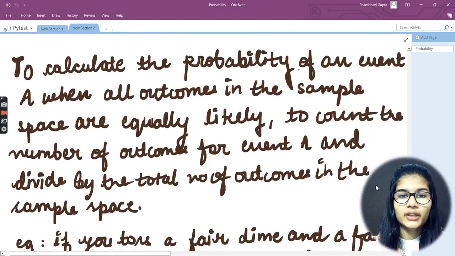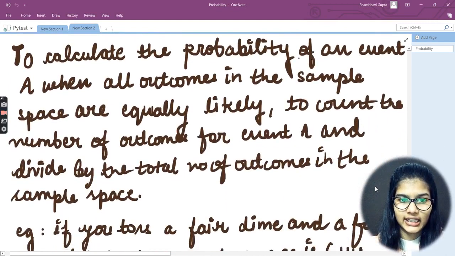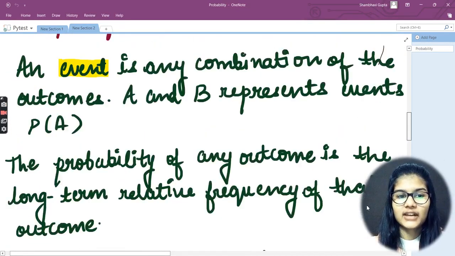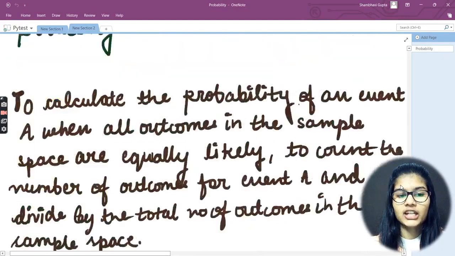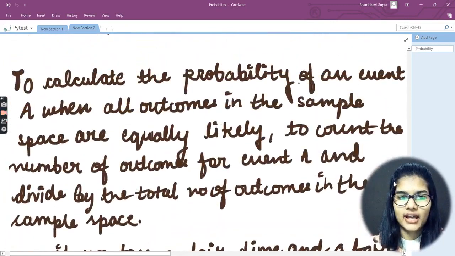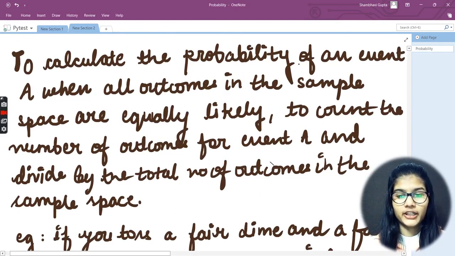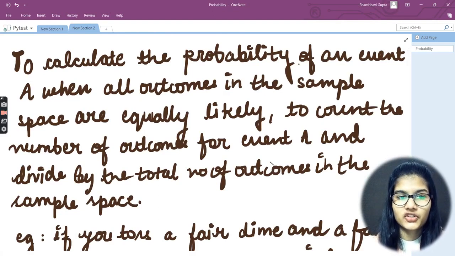Okay, so to calculate the probability of an event A when all outcomes in the sample space are equally likely, count the number of outcomes for event A and divide by the total number of outcomes in that respective sample space, right? And for that, we just saw an example of how we compute the probability of an event when the outcomes in the sample space are equally likely.